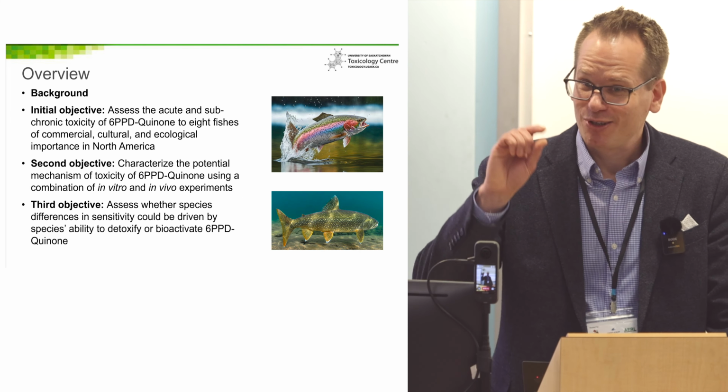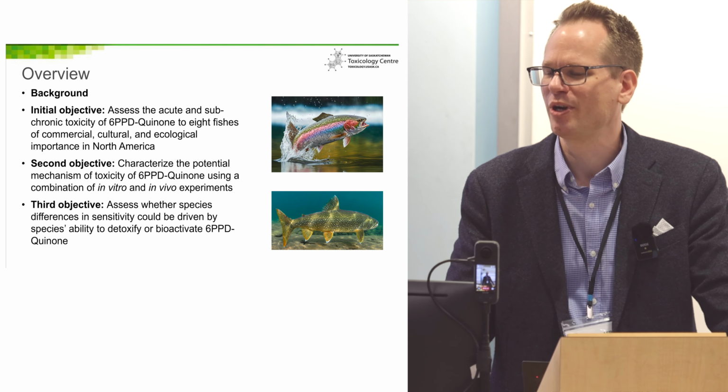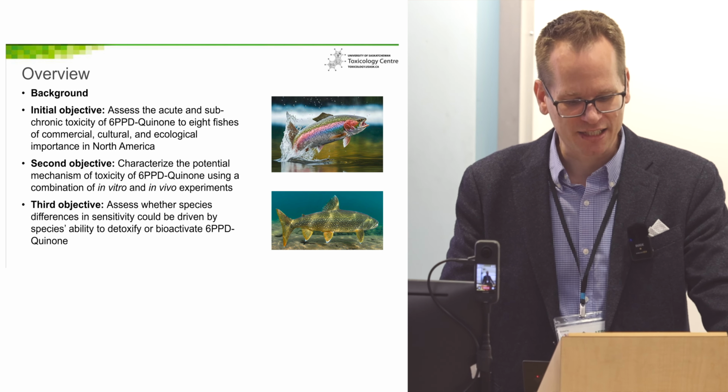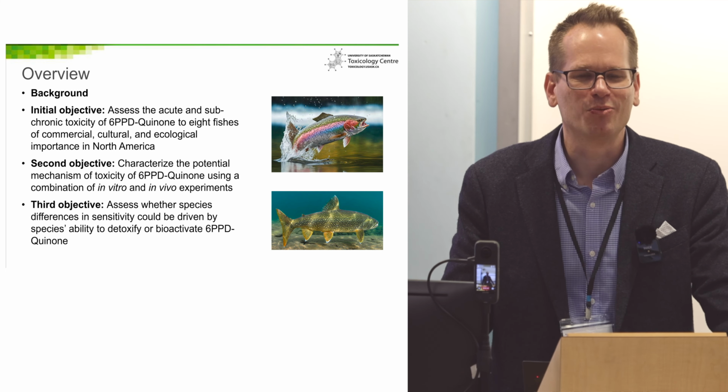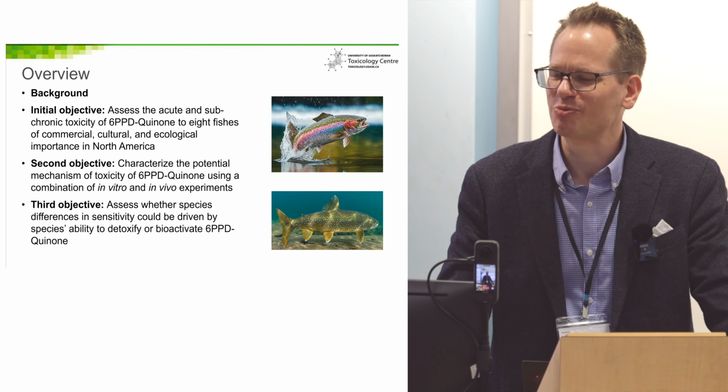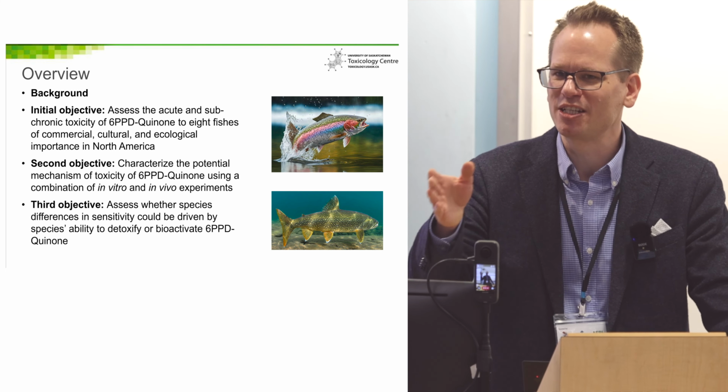The background I will keep very short because Ed alluded to that already. You basically got all that information straight from the horse's mouth, and so I will not go into much detail here, but then really go into those initial objectives that we focused on, really trying to characterize acute and sublethal toxicities of 6-PPD quinone to a number of different species. Really also trying to dive into the mechanisms of toxicity. What is going on and what is the difference between those species of fishes? Why are some so sensitive and others are not?